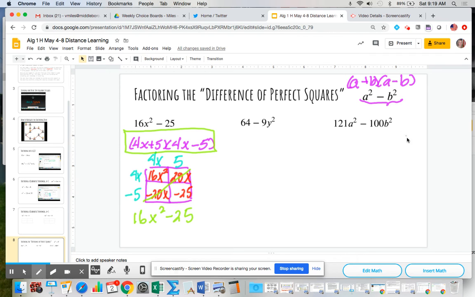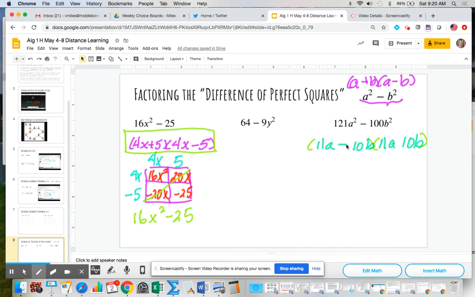So let's do this one over here, 121a squared minus 100b squared. Once again, both of these terms are perfect squares. So what I want to do is figure out what's the square root of the first term. Well, that would be 11a. And I write that in both first spots. And then what is the square root of the second term? That would be 10b and 10b.